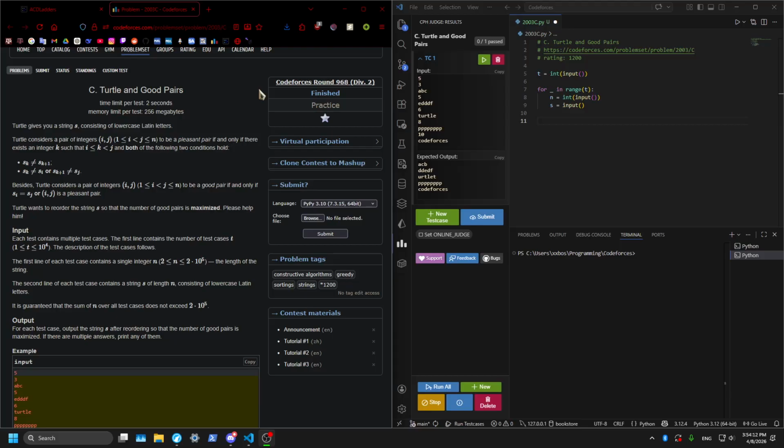Besides, Turtle considers a pair of integers to be good if and only if s_i equals s_j or (i, j) is a pleasant pair. Okay, so there are good pairs and pleasant pairs. The s_i equals s_j thing is pretty intuitive, but a pleasant pair is kind of strange. Turtle wants to reorder the string so that the number of good pairs is maximized. Please help him.